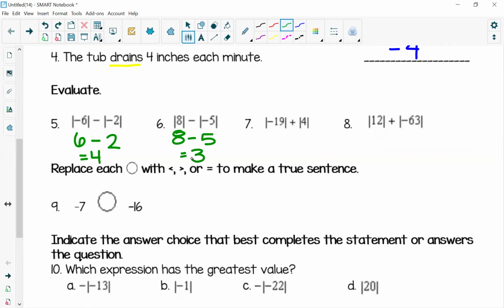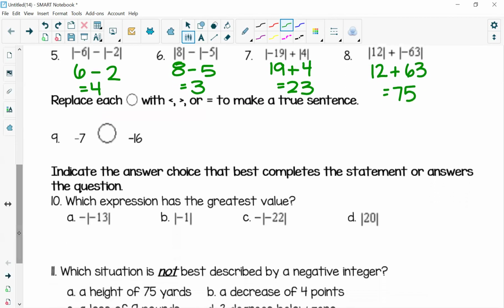Okay. Absolute value of -19 is 19. Absolute value of 4 is 4. Bring my addition sign down. 19 plus 4 equals 23. Moving right along, we have the absolute value of 12 is 12. The absolute value of -63 is 63. Bring my addition sign down. 12 plus 63 is 75.